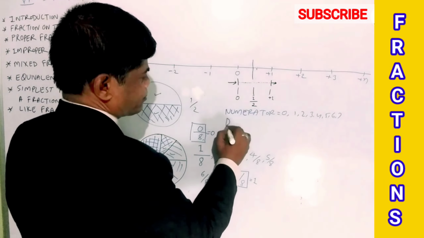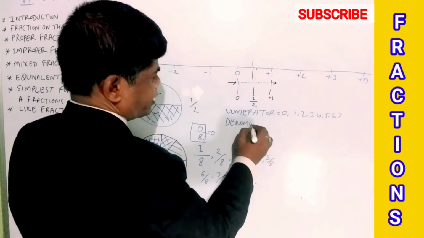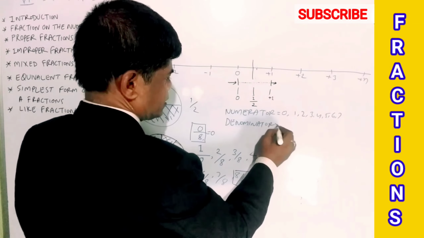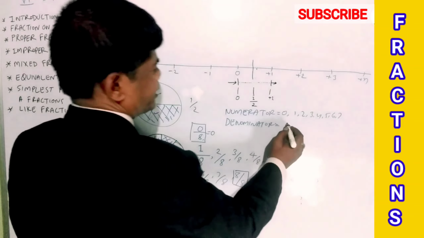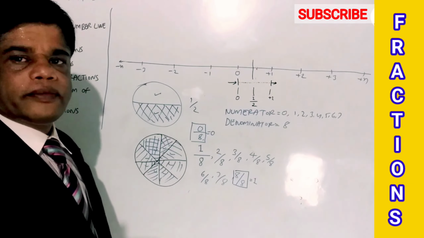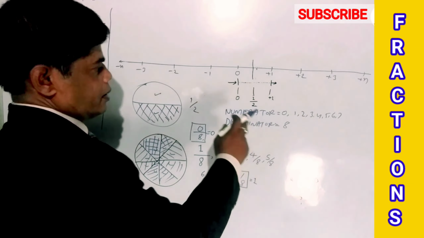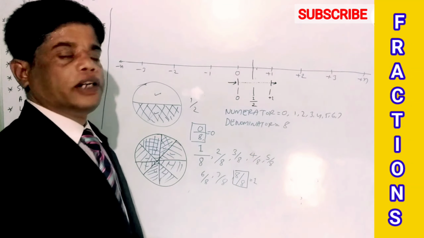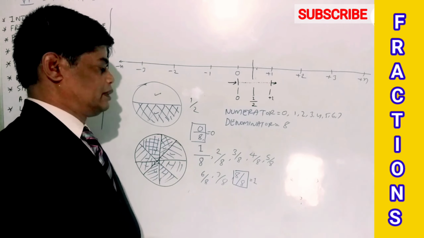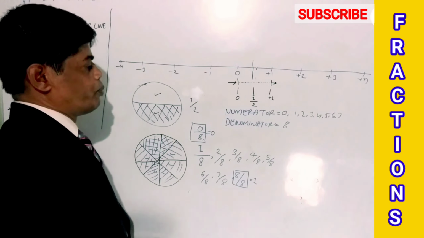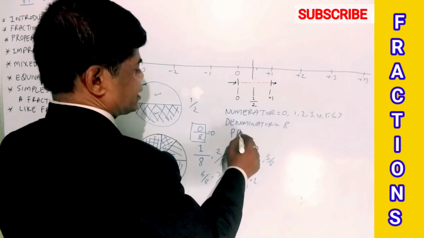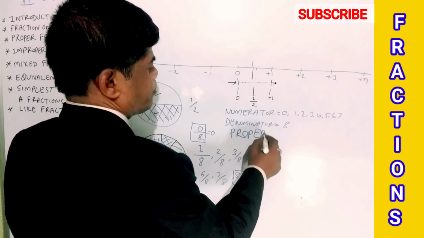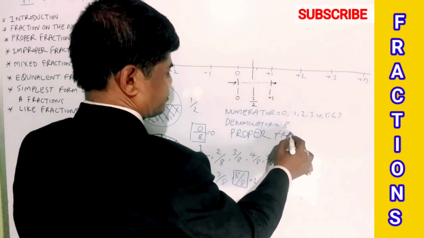What are the denominator numbers? In this case, the denominator in all the cases is only 8. Only 8 is there. Understood? Whatever the numerator digits are, they are always less than the denominator. Such fractions are called proper fractions.